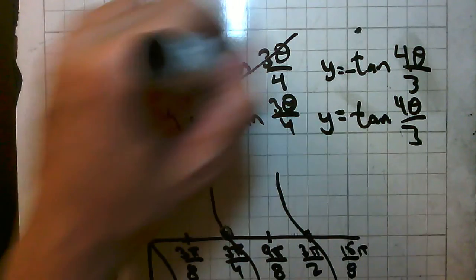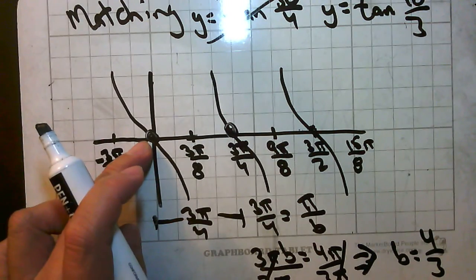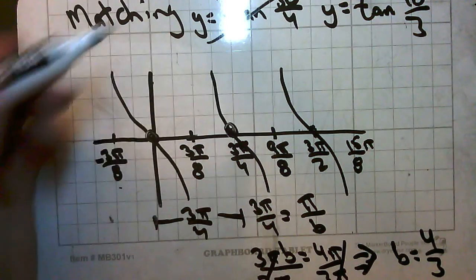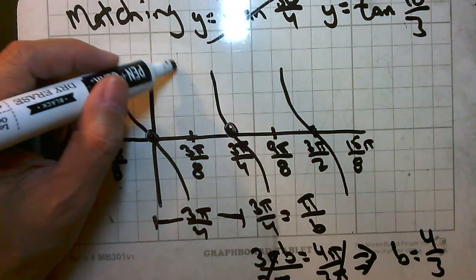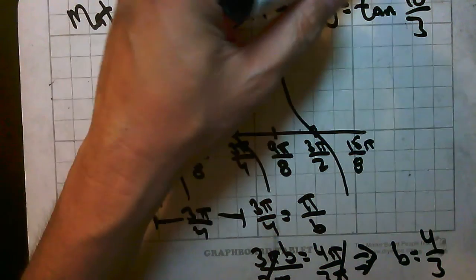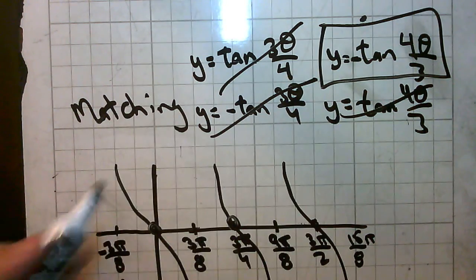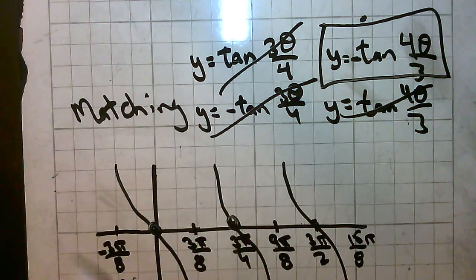So 3 over 4 is not the answer. Notice this is flipped upside down. Remember, this negative means it's going to flip it. So normally tan goes this way. Since this is upside down, this is negative. So this one we can eliminate. This one's going to be your answer. So the negative flips it upside down.